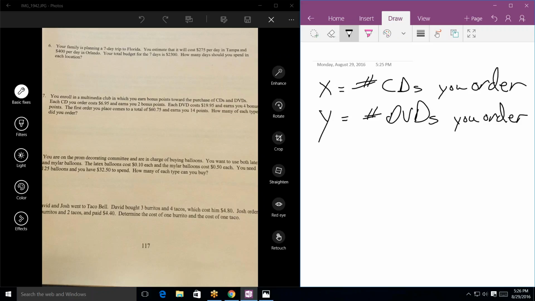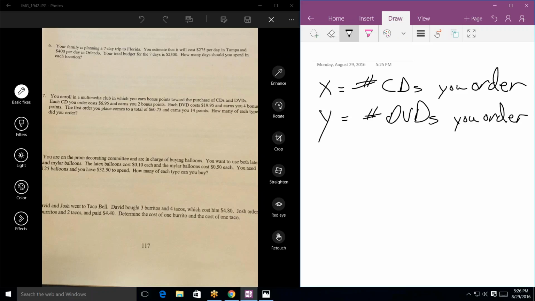Okay, now set the equation up starting with sentence 2. Each CD you order costs this and earns you 2 bonus points. Each DVD costs that and earns 4 bonus points. Your order totaled that and earned 14 points. So how can we solve this? What equation is going to be right here? How would we set this up because of the 2 bonus points?